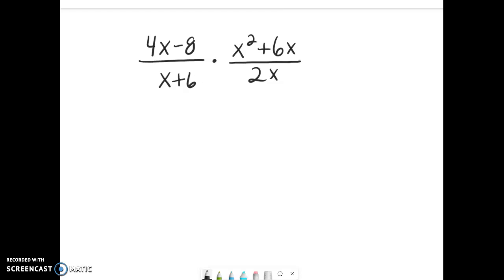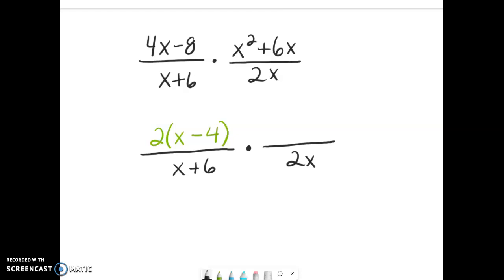And I'm going to factor this first part here, 4x minus 8. I'm going to rewrite that. There's a greatest common factor of 2 that would factor out of both of those terms, and I would get 2 times x minus 4. Then the denominator here does not factor any further. There's no GCF. And the denominator over here doesn't factor any further. In this one, we have an x that's in common in both terms. So I could factor the greatest common factor of x out. And then I'd be left with x plus 6.